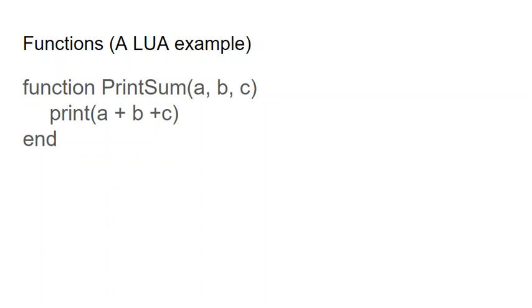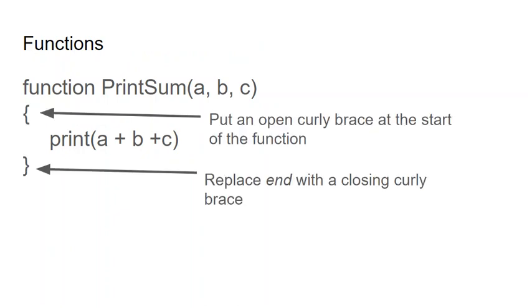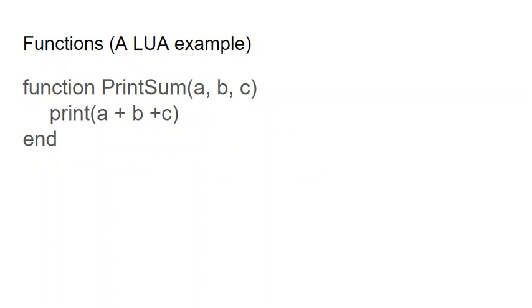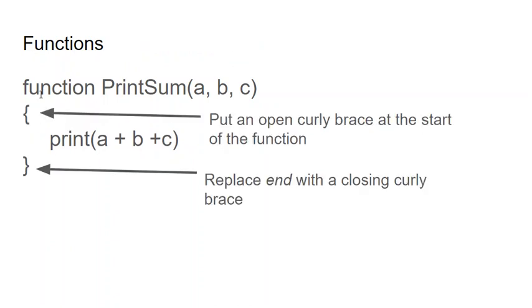So let's convert this to C#. The first thing we're going to do is get rid of this end word here. C# uses curly braces to group code together. So now we've got our function name, our parameter list, and then after that our code is going to be inside of curly braces, and our code is going to go inside of there. So that's the first thing we're going to do.